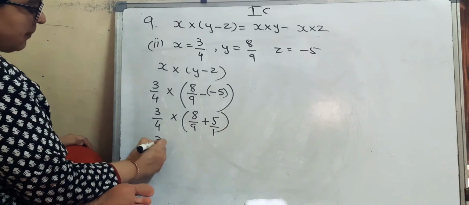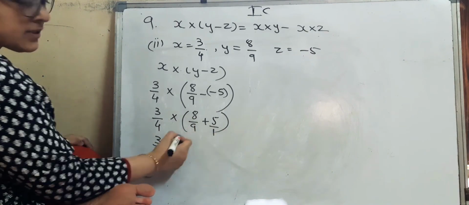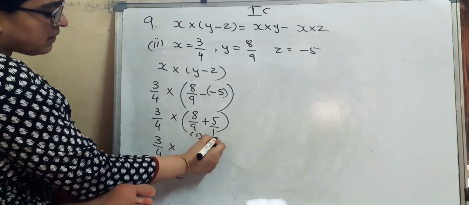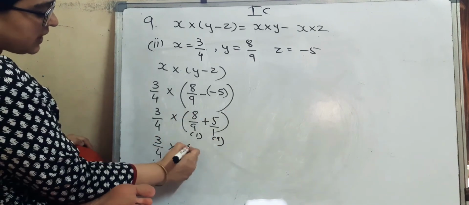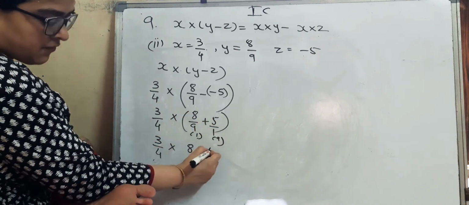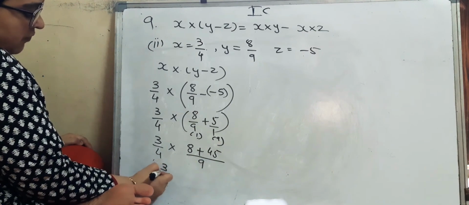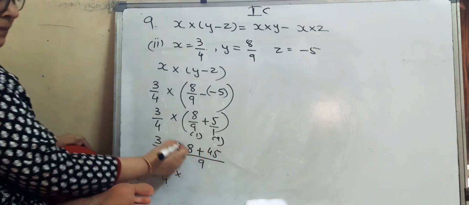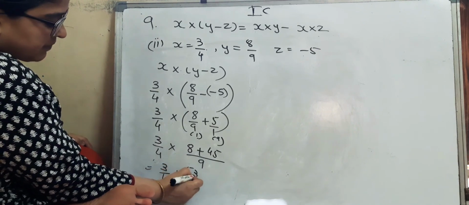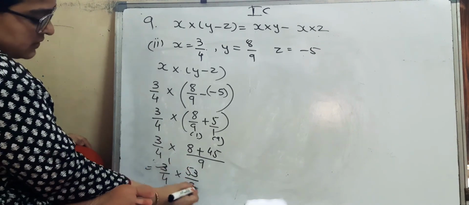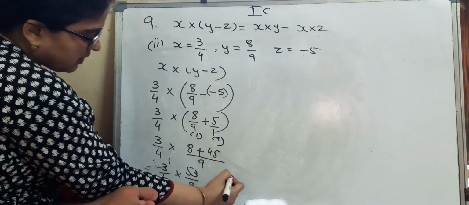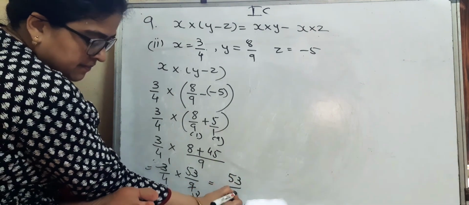Now 3/4 into, now the LCM is 9, multiply 1 by 9. 9 8s are 8, plus 9 5s are 45, upon 9. So 3/4 into (45 plus 8) 53/9. Cutting, 3 1s are 3, 3 3s are 9, so 53/12 is the answer.